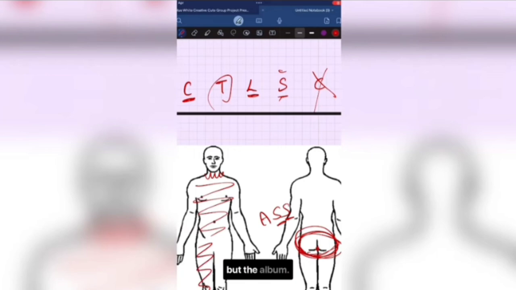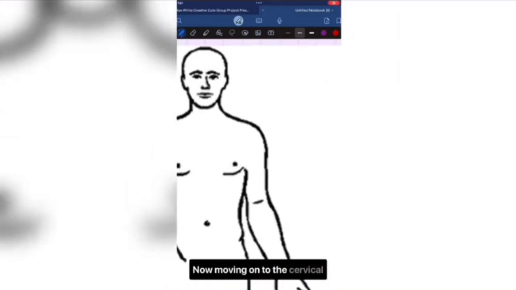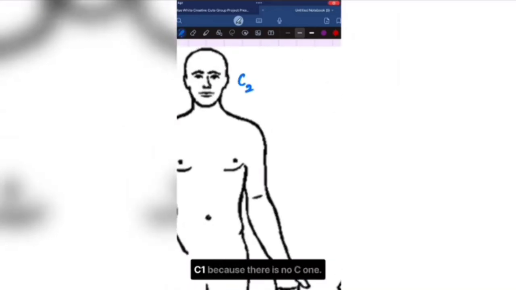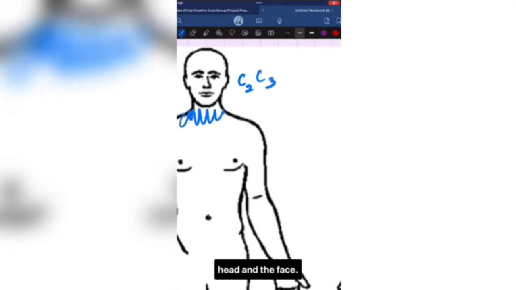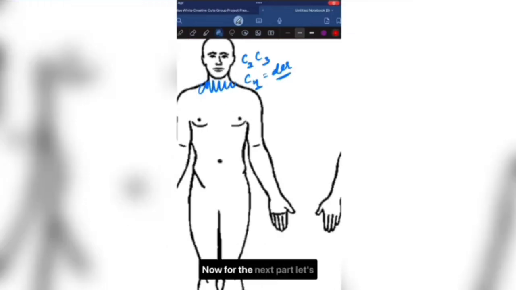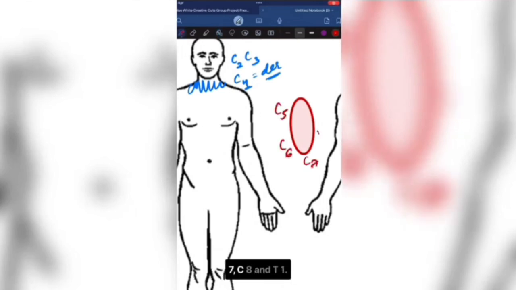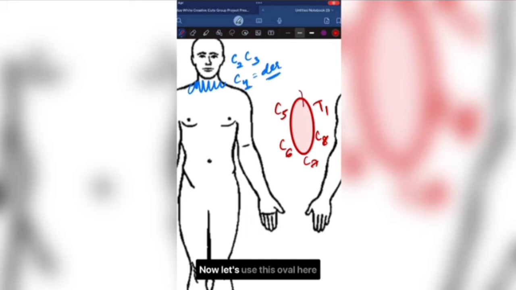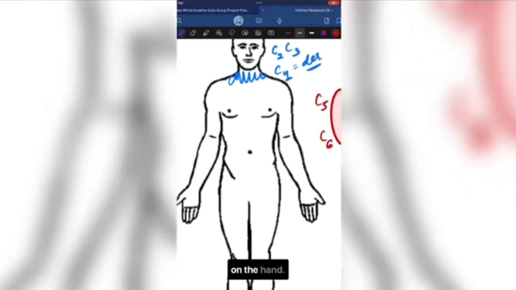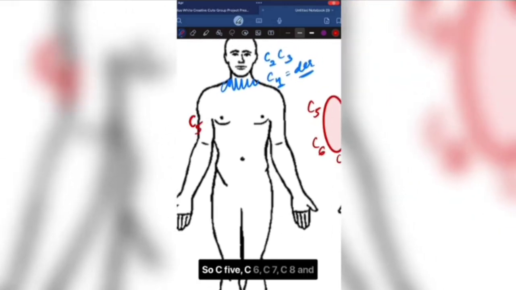the tailbone. Now moving on to the cervical vertebrae, just forget about C1 because there is no C1. C2, C3 for the head and the face. C4 for shoulder. So 'door' and 4 are kind of rhyming. Now for the next part, let's just draw an oval first and then name this C5, C6, C7, C8 and T1. Now let's use this oval here on the hand. So C5, C6, C7, C8 and T1.